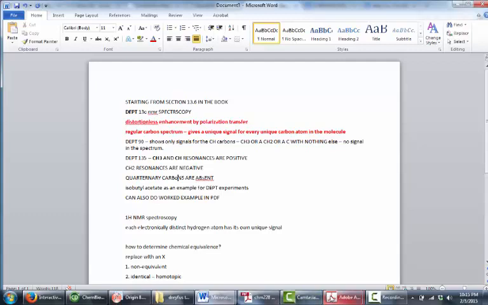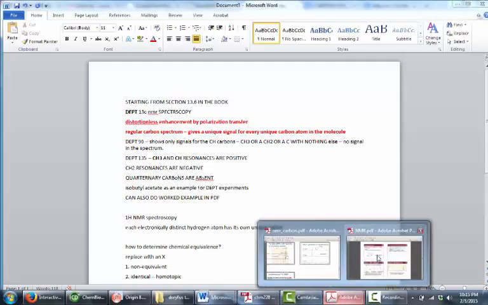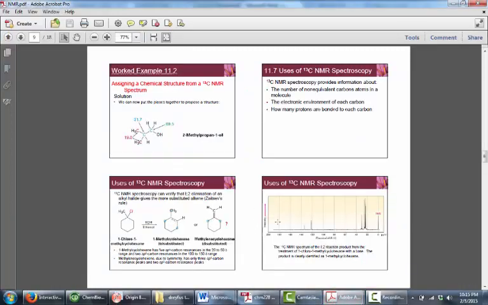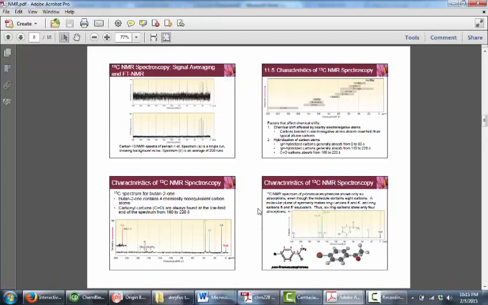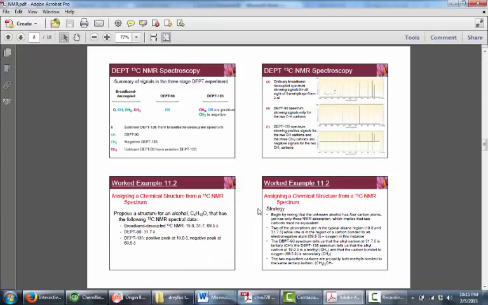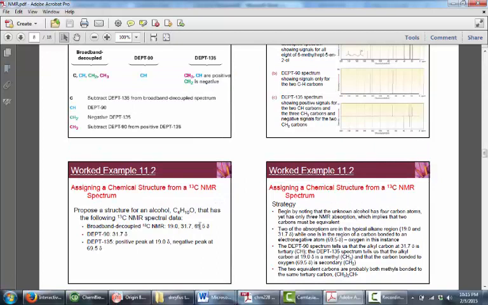We're going to do one more example together in terms of figuring out whether we can actually get a complete chemical structure just from a carbon-13 NMR experiment. So let's look at this worked example here. If I have an aliphatic alcohol with the following chemical formula, C4H10O, and this is its NMR data, it has 3 signals.